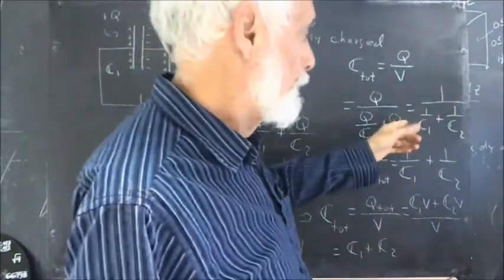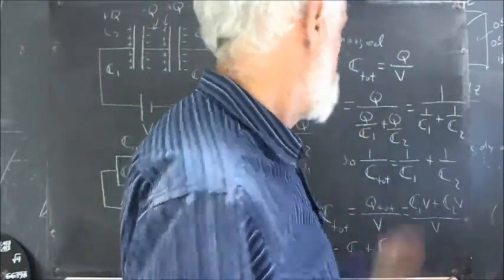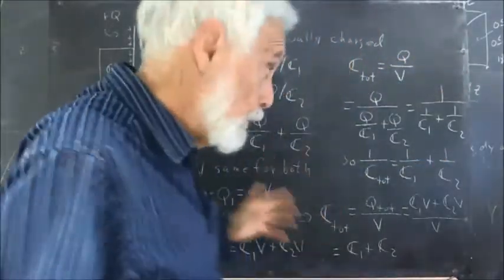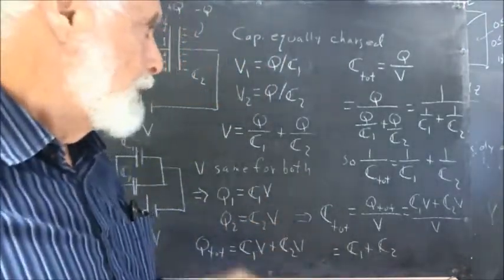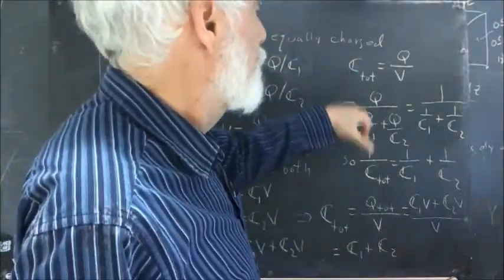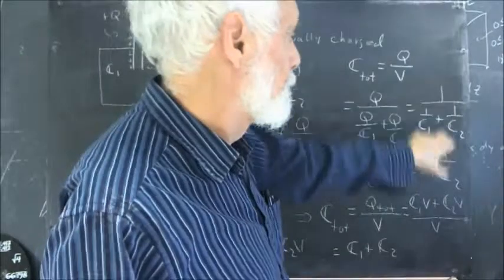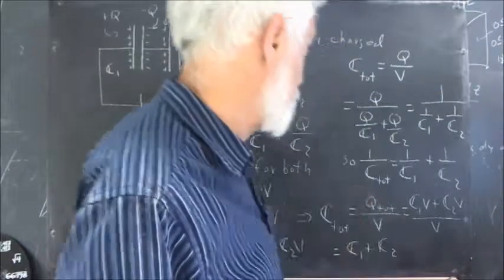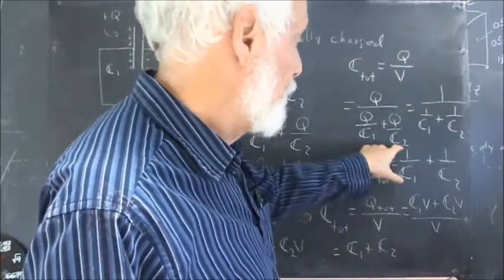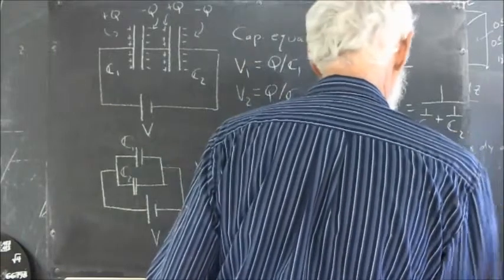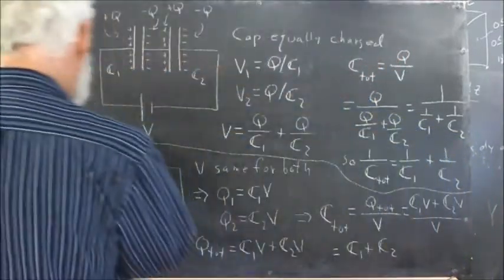Now we could put that over a common denominator, C1 C2, and we could get the expression here. It would be C1 times C2 over C1 plus C2. And you can do that. It's a kind of handy thing to do. But we're going to instead say, well, okay, the total capacitance is the reciprocal of this. So the reciprocal of the total capacitance is this denominator, so that 1 over your total capacitance is 1 over C1 plus 1 over C2. And that's the rule for capacitors in series.